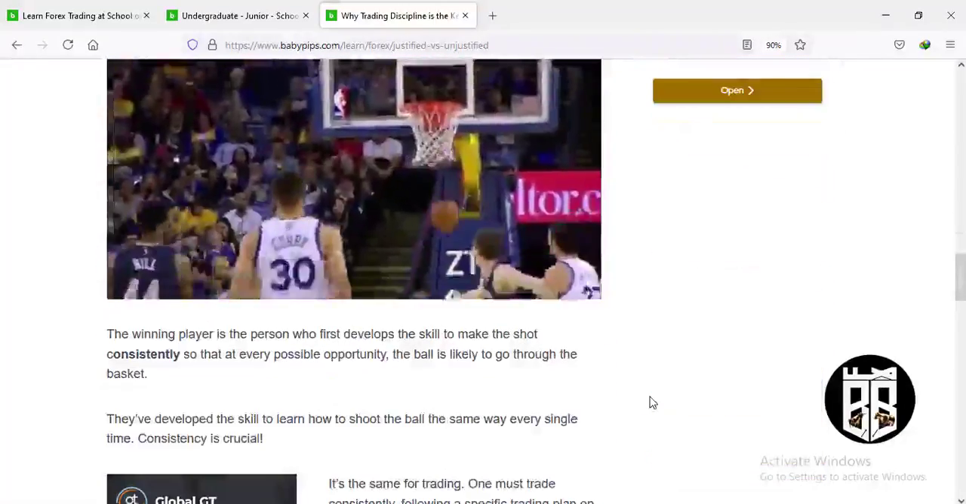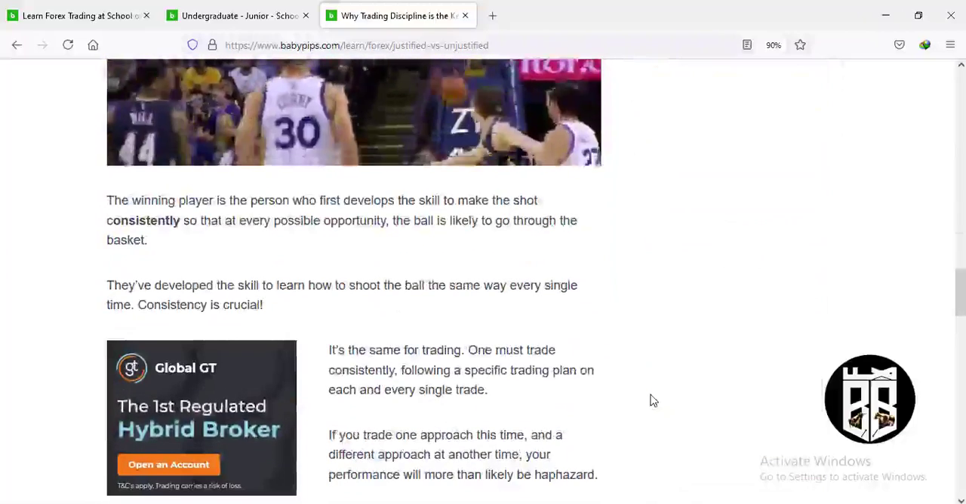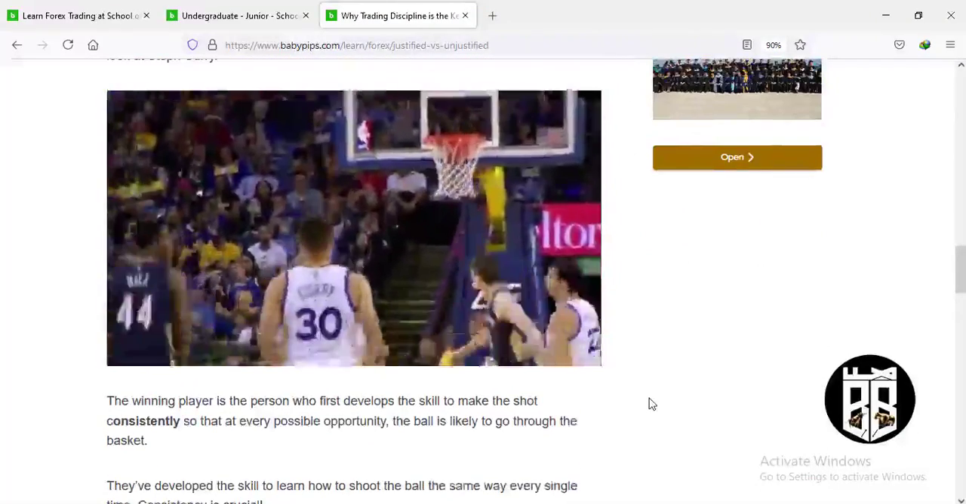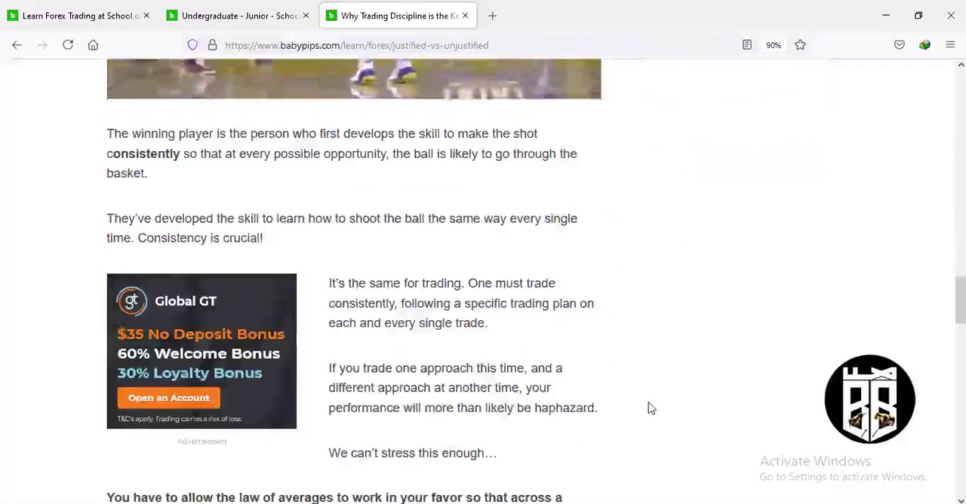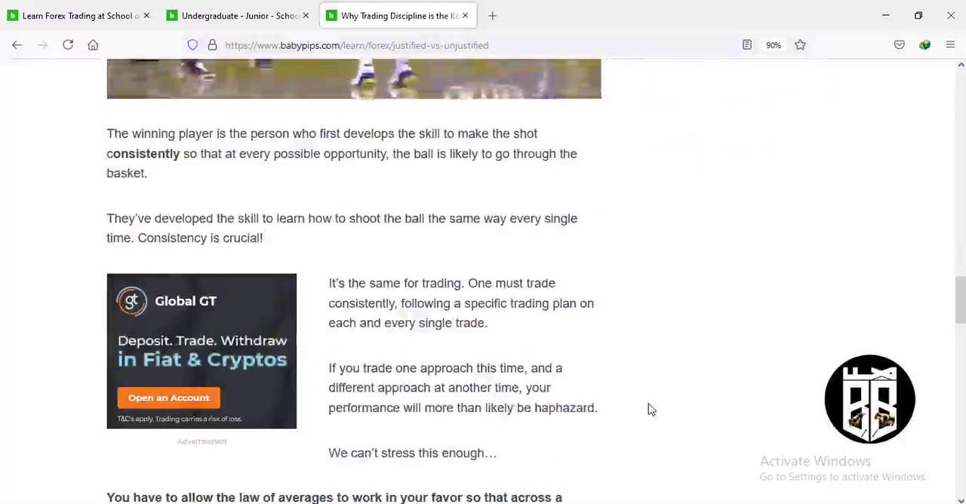Now, once you have developed your own trading plan, that is what's going to happen to you. You are going to win consistently. Okay, just keep shooting the shot again and again and again.